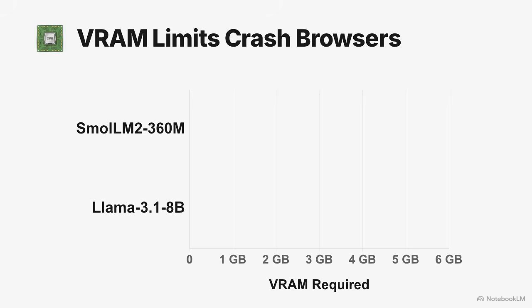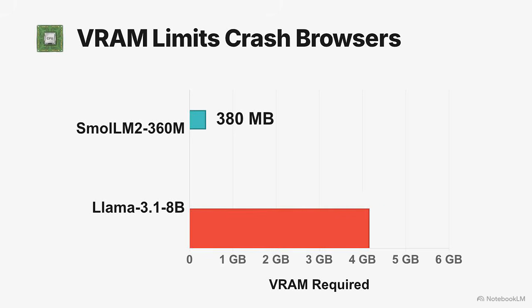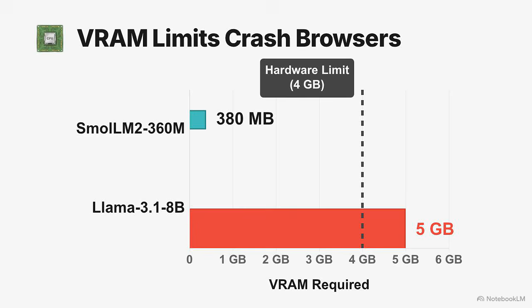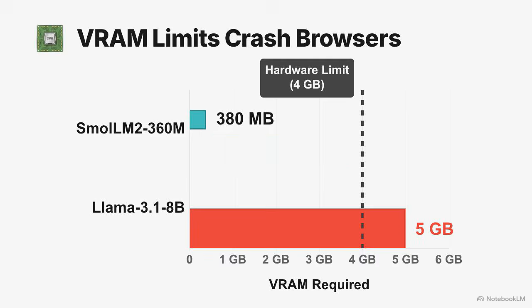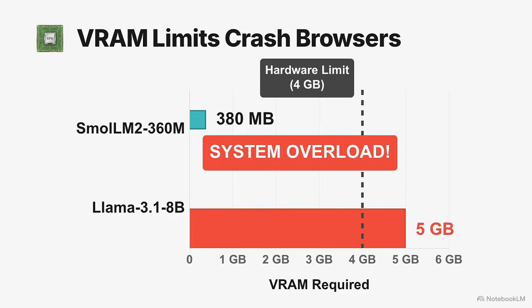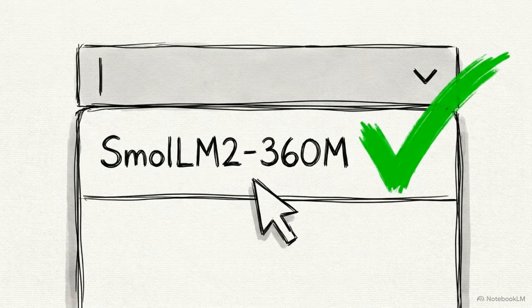This chart compares the video RAM, or VRAM, required for different models. A large model like Llama 3.1 requires nearly 5 gigabytes of VRAM. If you attempt to load that onto an older device, the browser tab will run out of memory and crash. To guarantee a successful first run, set your default model to SmolLM2. It requires less than 400 megabytes of memory and initializes very quickly.